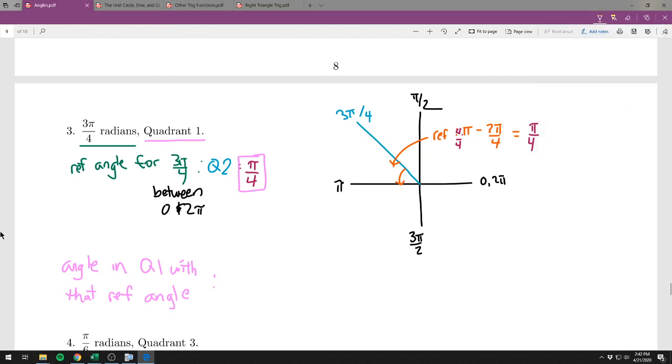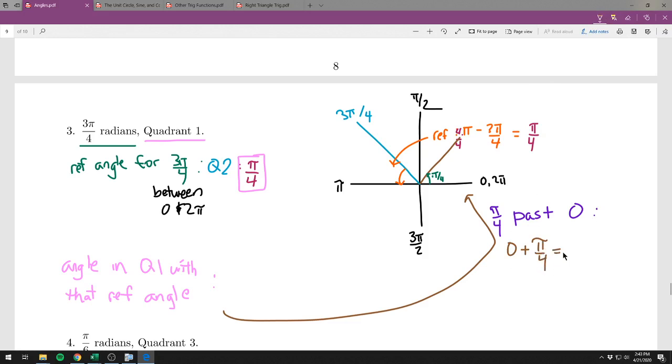So now we want the angle in quadrant 1 with that reference angle. We want the angle in quadrant 1 with the reference angle of pi over 4, drawn in the brown here. And the thing you want to realize is, if we want the angle in quadrant 1 with reference angle pi over 4, it's pi over 4 past 0. Because it's going past 0, we wouldn't want to go past 2 pi. So the angle here in brown is 0 plus pi over 4, which is pi over 4. Okay, so the angle in quadrant 1 with the reference angle pi over 4 is pi over 4.